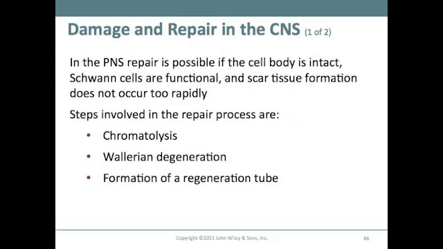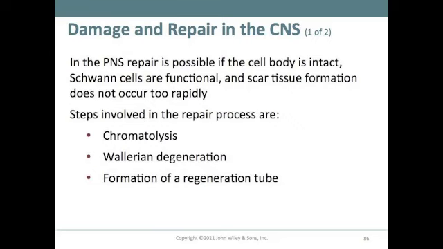The peripheral nervous system repair is possible if the cell body is intact, Schwann cells are functional, and scar tissue formation does not occur too rapidly. Steps involved in the repair process are, the slide should probably say damage and repair in the PNS, not the CNS. This is PNS, so this is another error on this slide here. This should be PNS. Steps involved in the repair of the process are chromatolysis, Wallerian degeneration, and the formation of the regeneration tube.